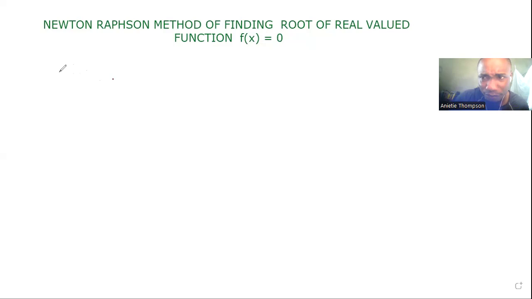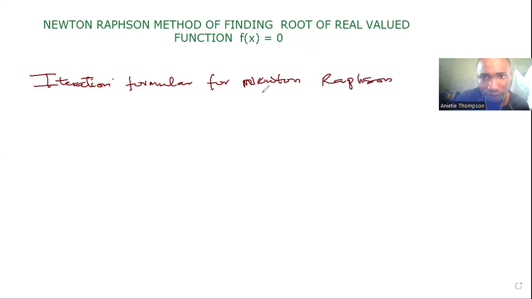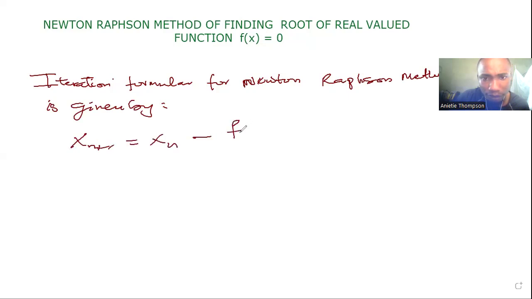So the iteration formula for Newton-Raphson method is given by x_{n+1} equals x_n minus f of x_n all over f prime of x_n. Remember, you guess the first value, x naught.